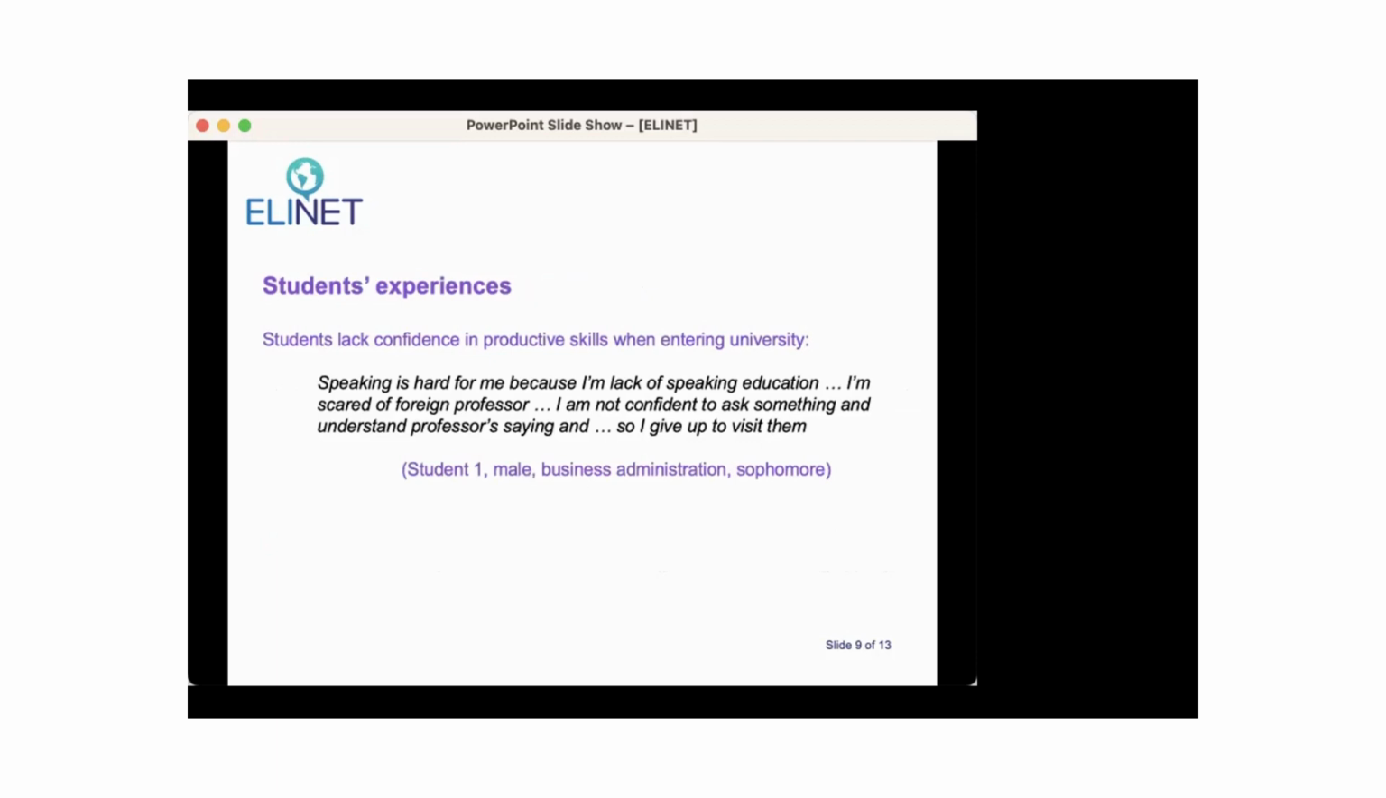So on the CSAT path, the lack of exposure to productive skills is a constraint for the students when they enter university, because some students lack confidence in using these skills when they enter university, as exemplified by the extract here. And in this case, the student's lack of confidence in his linguistic capital prevents him from accessing and questioning the subject content, presenting him with unjust access to his EMI education.